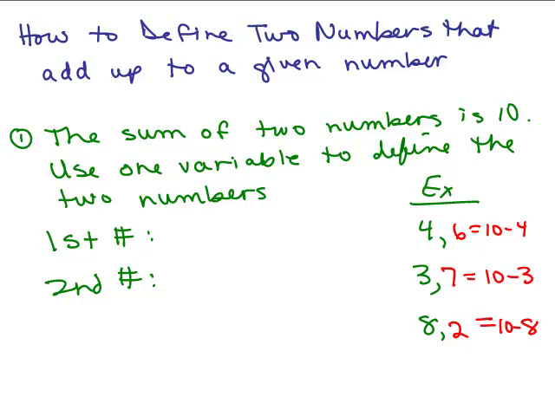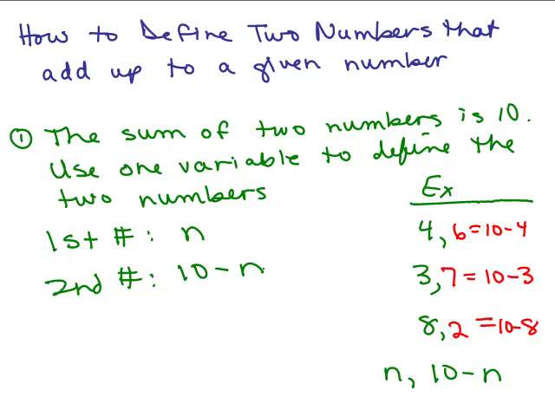So here's the trick. If you know the first number, whatever it is, let's say it's n, how would you figure out what that other number was? All right, do you see a pattern? Look here at my examples. If the number's 4, you do 10 minus 4. If the number's 3, you do 10 minus 3. If the number's 8, you do 10 minus 8. See the pattern? If the number's n and it adds up to 10, it's going to be 10 minus n. All right, so if two numbers add up to 10, you're going to let one number be n and the other one 10 minus n.